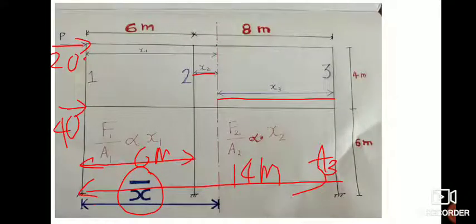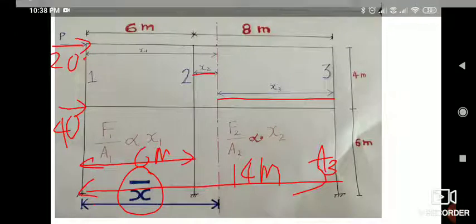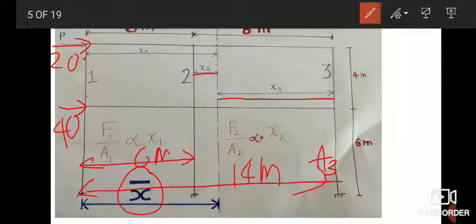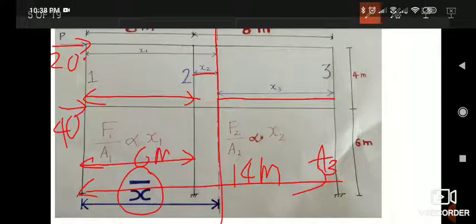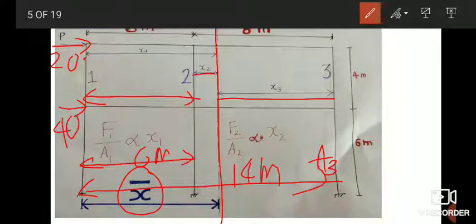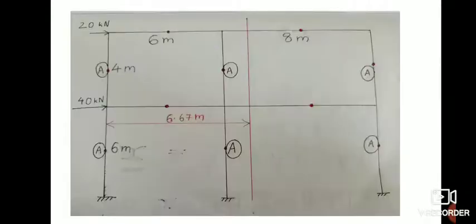Here you can see the distance from the left to the second column is 6 meters. So 6.67 will be between the second column and the third column. You may mark that properly according to the distance. So this is 6.67 meters.